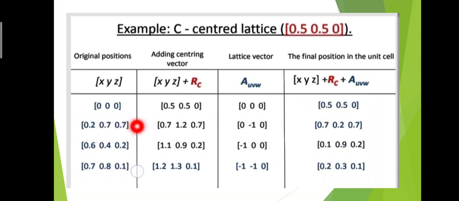0.2, 0.7, 0.7, 0.7, 1.2, 0.7, 0 minus 1, 0, 0.7, 0.2, 0.7, 0.6, 0.4, 0.2, 1.1, 0, 0.9, 0.2, minus 1, 0, 0, 0.1, 0.9, 0.2, 0.7, 0.8, 0.1, 1.2, 1.3 and 0.1, minus 1, 0, 0.2, 0.3, 0.1.